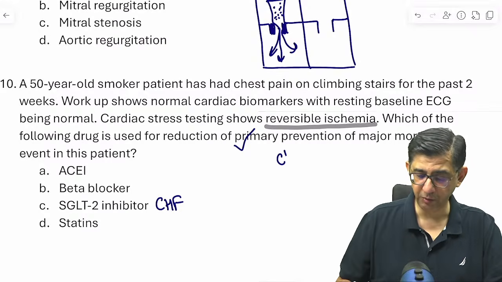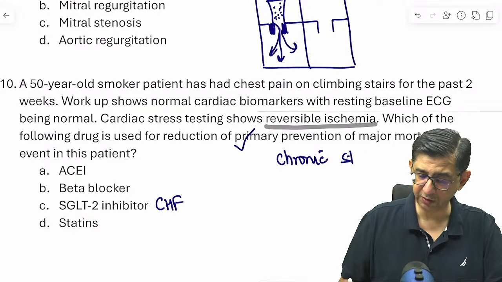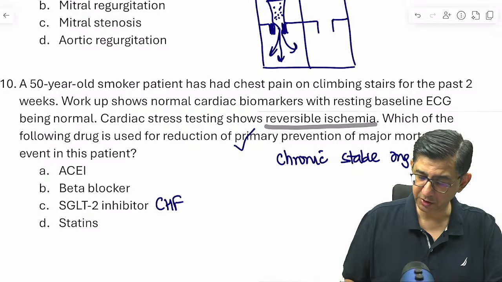The patient is suffering from blockages in the coronary artery. He is having exertional angina. There is chronic stable angina in the patient.